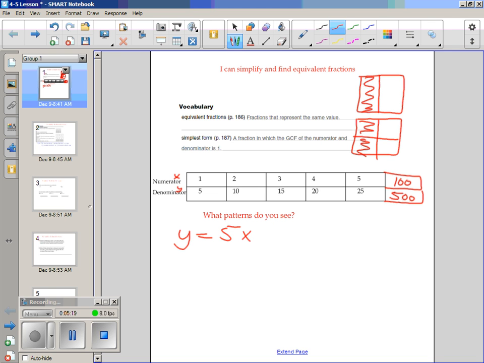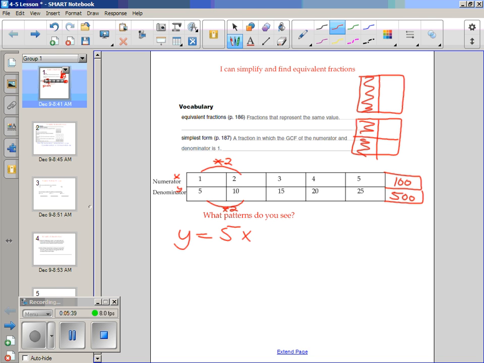I'm going to help you here. He's saying going from right here, we multiplied by 2. So that means down here we have to multiply by 2. That's a rule that will work every single time for equivalent fractions. Whatever you do to the top, you have to do to the bottom.